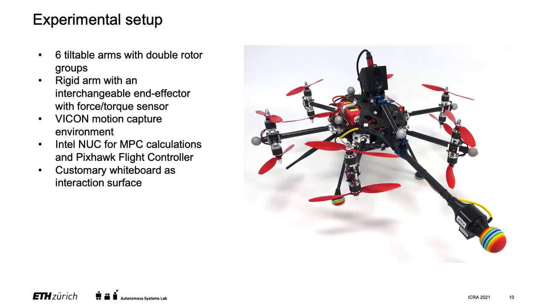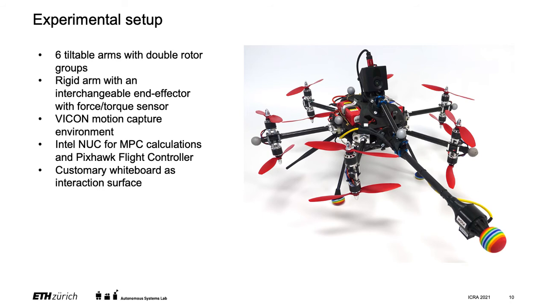Next, we're going to show results of experiments we have done in our lab at ETH Zurich. We used a custom-built over-actuated MAV that includes 6 individually tiltable arms with coaxial double rotor groups. We've attached a rigid arm with an interchangeable end-effector. Between the arm and the end-effector, a force-torque sensor gives us real-time measurements of the wrench acting at the tip of the arm. The entire system, including its 2 onboard batteries, has a weight of approximately 5 kilograms.